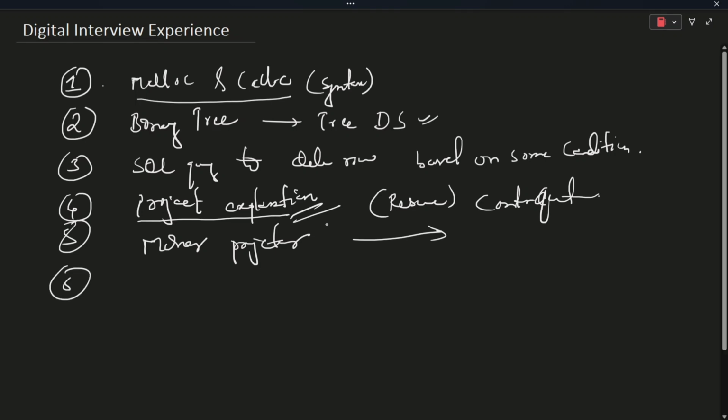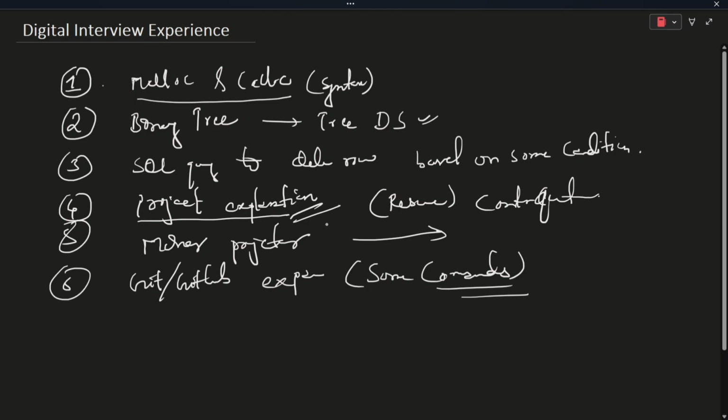Also, one question they asked in the technical round is what is Git and GitHub? Explain that and some commands of that. There are various commands of Git and GitHub. You just have to remember the basic commands of GitHub. So these are the questions they asked basically in the technical round.